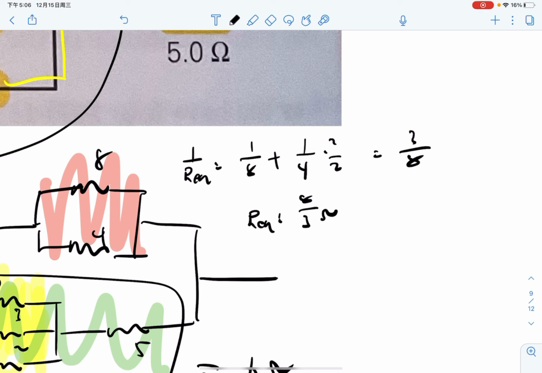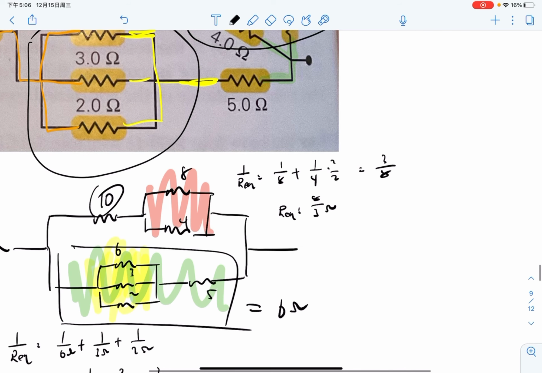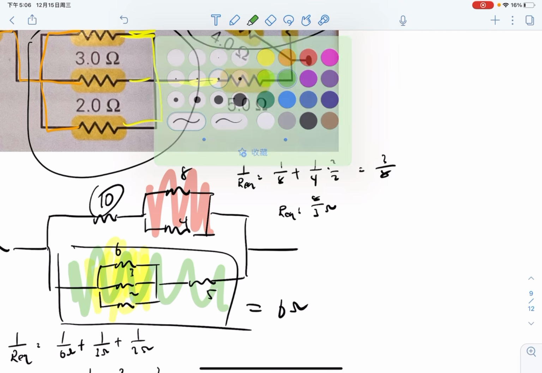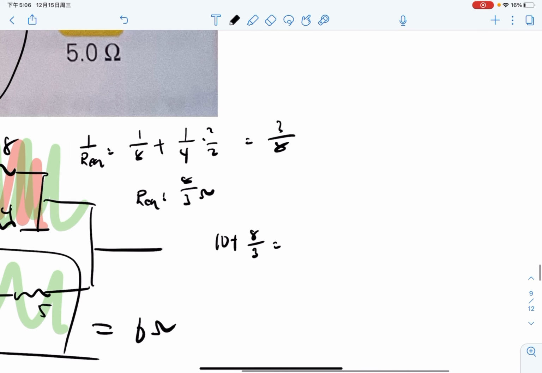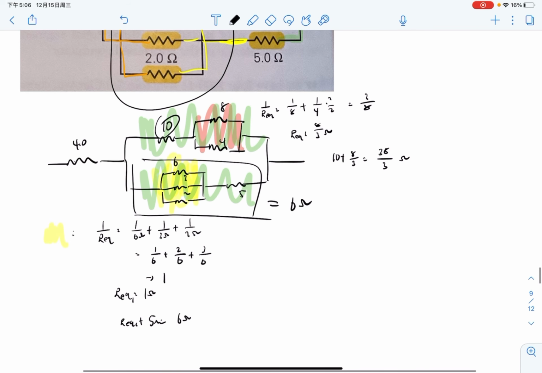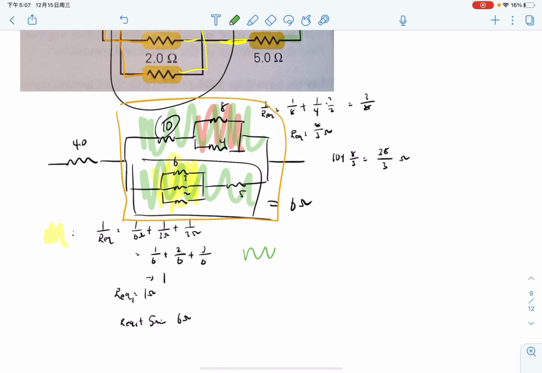And just plus 10. So the total in this area is equal to 10 plus 8 over 3, which is equal to 38 divided by 3 ohm. And now, for the overall, which is this part, it is equal to the first part, which is 38 divided by 3 ohm, and the second part, which is equal to 6 ohm.